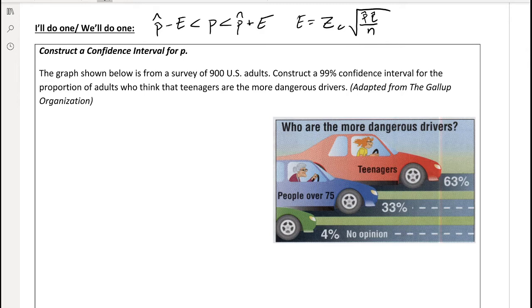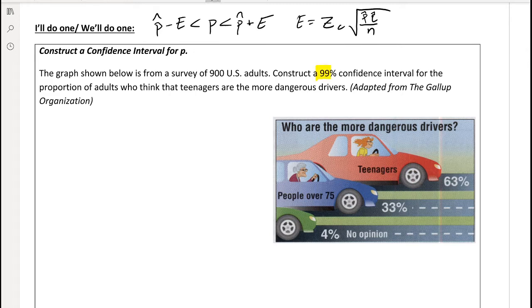Okay, so let's take a look at this problem right here. The graph shown below is a survey of 900 US adults. Construct a 99% confidence interval for the proportion of adults who think that teenagers are the more dangerous driver.